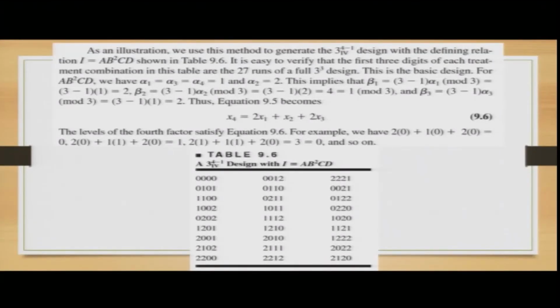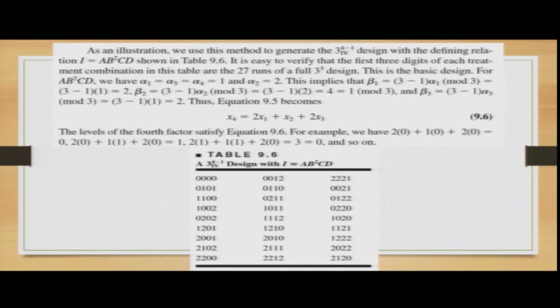We have accordingly, obviously, a to the power alpha 1, so alpha 1 would be 1, then c is to the power alpha 3, so alpha 3 is 1, d is to the power alpha 4, so alpha 4 is 1, and b is basically to the power alpha 2, where alpha 2 is 2. This implies that beta 1 is given by 2 alpha 1, similarly at the modulus 3 level, and based on that we can calculate. Thus the equation comes out to be x4 equals 2x1 plus x2 plus 2x3, and once we design the overall design levels.